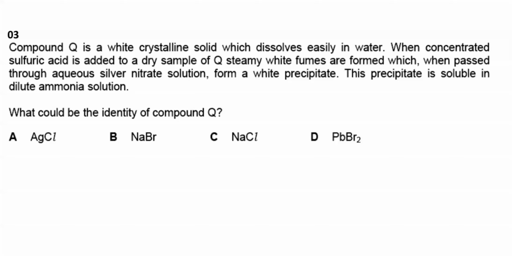Next, compound Q is a white crystalline solid which dissolves easily in water. When concentrated sulfuric acid is added to a dry sample of Q, steamy white fumes are formed, which when passed through aqueous silver nitrate form a white precipitate. अब याद रखना, silver nitrate में white precipitate chloride का होता है. This precipitate is soluble in dilute ammonia solution. Exactly, it's chloride. What could be the identity of compound Q?